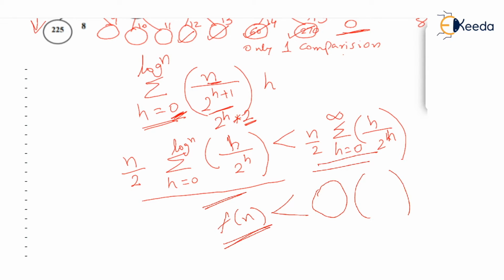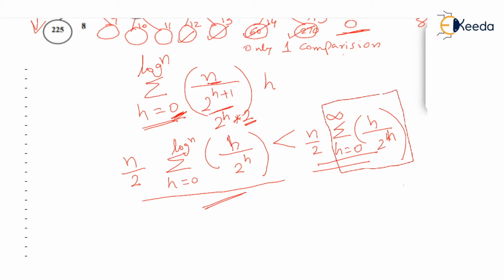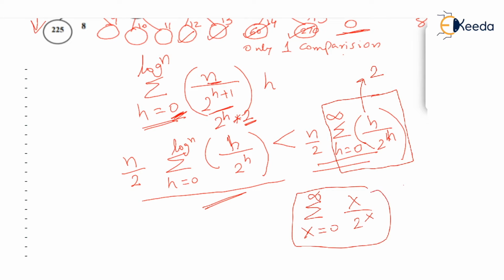Now, one more reason behind doing this is that this summation of h goes from 0 to infinity, this portion, h upon 2 raised to h, is a harmonic progression. And it has been proved by mathematicians that this amounts to 2. Value of this is 2. Oh, great. Just see, the value of this is 2. I'm not proving this. This is beyond the scope. But if we have summation of x goes from 0 to infinity, x upon 2 raised to x, this is a harmonic progression, and this amounts always to 2. This is a famous mathematical result.